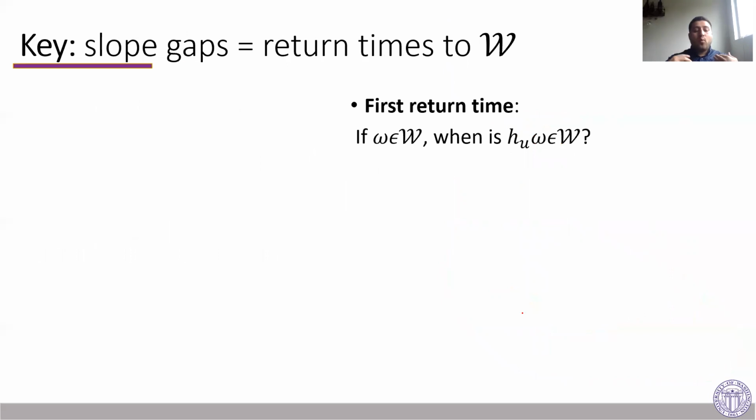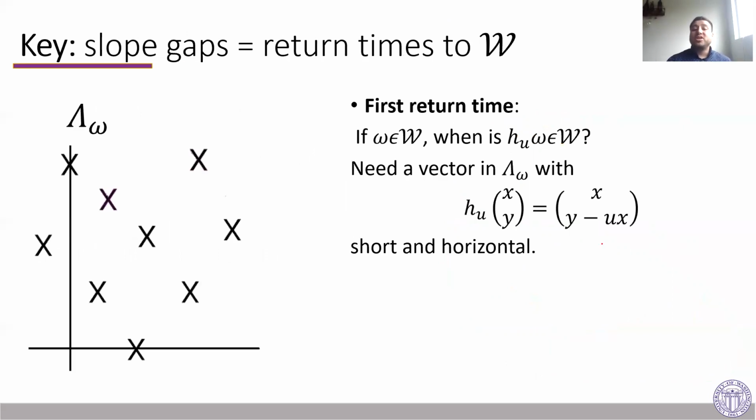And now we're almost done with recasting the question of slope gaps in terms of dynamics. And the key idea is the following: slope gaps are exactly return times to W. All right, so what do I mean by this? Pretend I had an element inside of W, an element that has a short horizontal vector. When is HU of omega going to return to W? All right, so what does it mean for me to return to W?